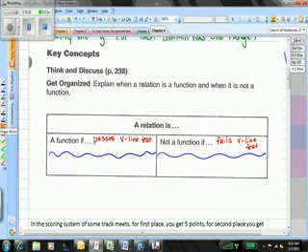Okay, and in technical terms, not using the shortcut, it is a function if what? It is a function if each domain has one range. Is it a function if it has two ranges? No. Okay, so let's fill in the second box. Not a function if a domain has more than one range.